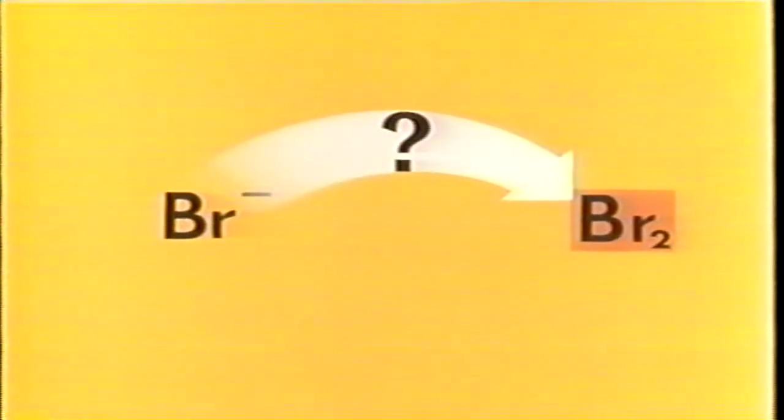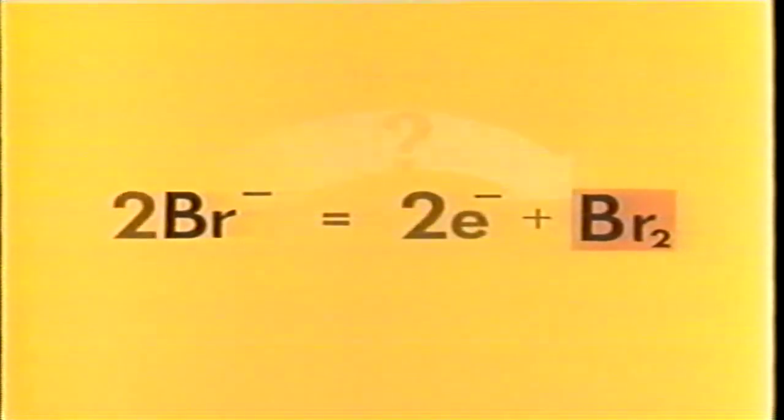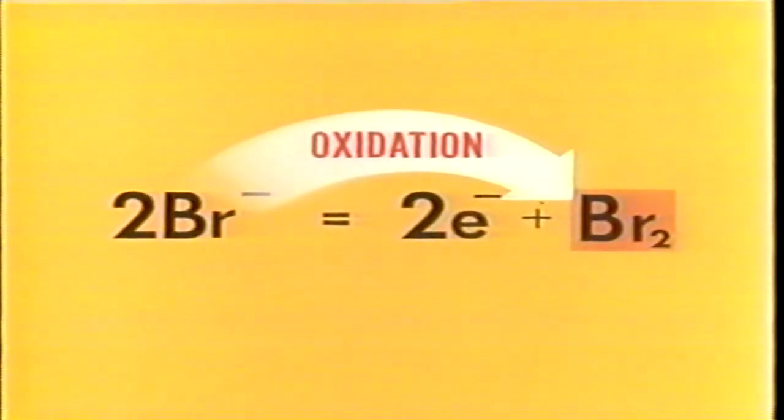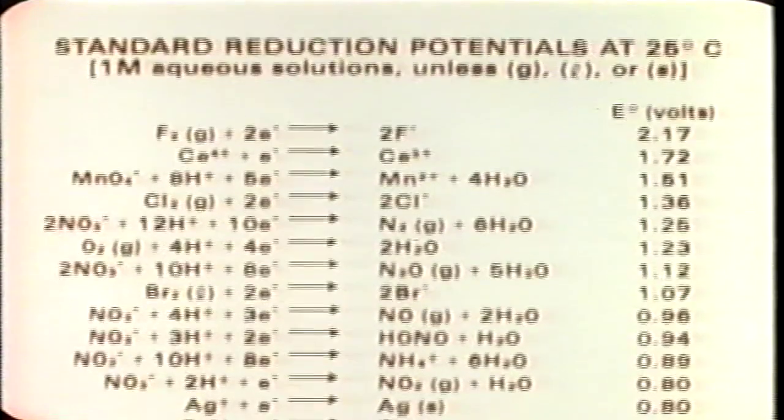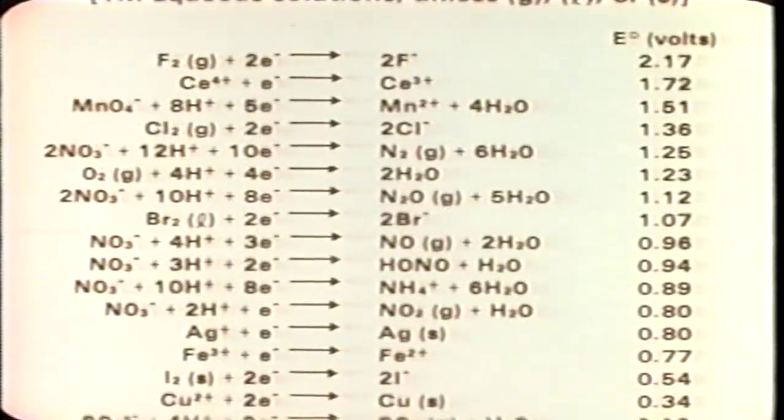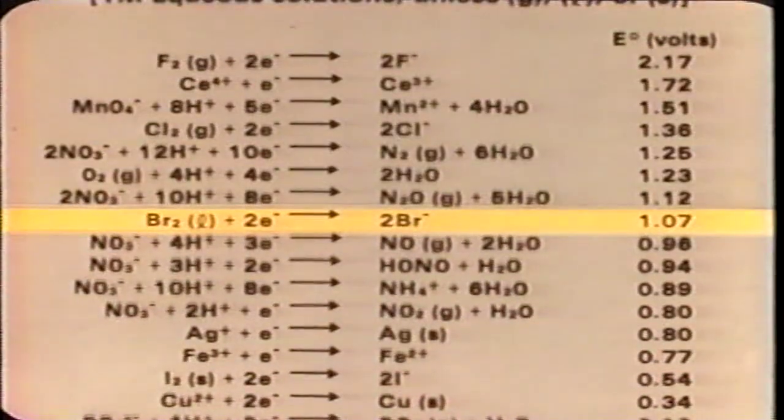So how can we change the bromide ions to elemental bromine? From the formulas, we see that 2 bromide ions can form a bromine molecule by losing 2 electrons. That is, the bromide ions must undergo oxidation. To find an oxidizing agent, we refer to a set of E0 reduction potentials. The tabulated reduction potential of bromine to bromide is 1.07 volts.